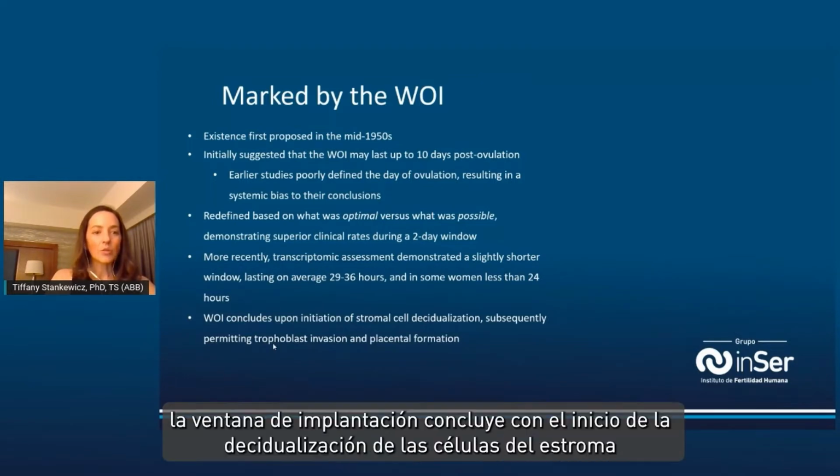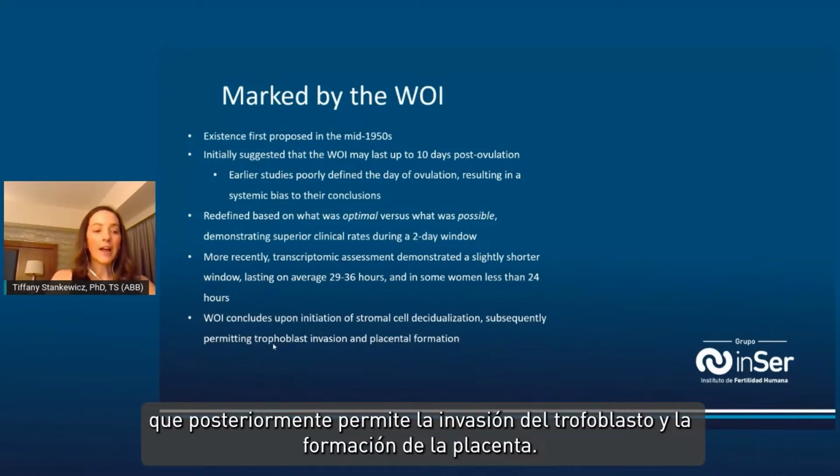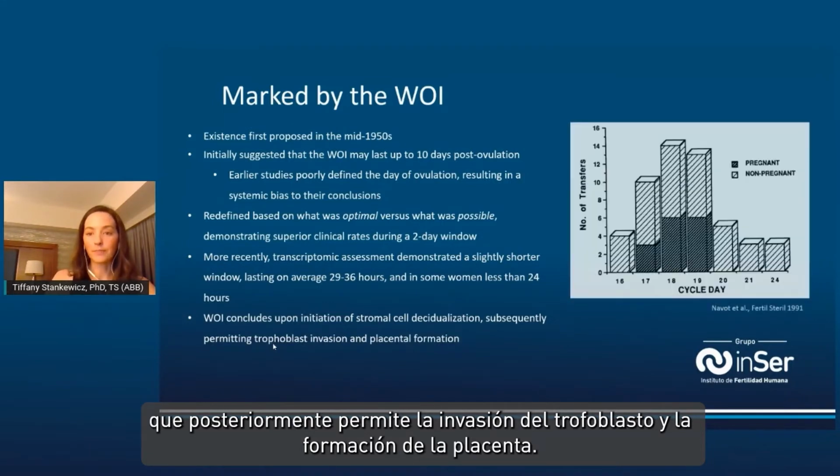In any case, the window of implantation concludes upon the initiation of the stromal cell decidualization, which subsequently allows for the trophoblast to invade and placental formation to take place.